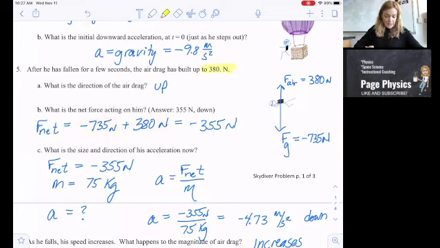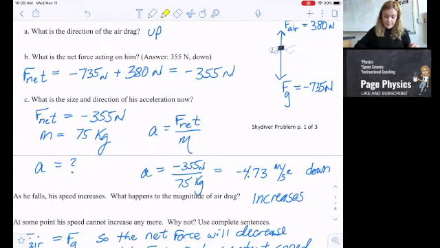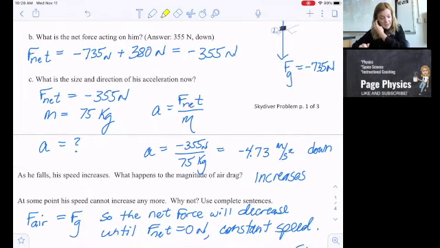And then for C, what is the size and direction of his acceleration now? We can use F equals ma to calculate the acceleration of the skydiver. This is all before the parachute opens. You see I've got the solution there. I take F net divided by m. I use the 355 that we just calculated, and I get negative 4.73 meters per second squared. The negative means I'm moving down, in the downward direction.